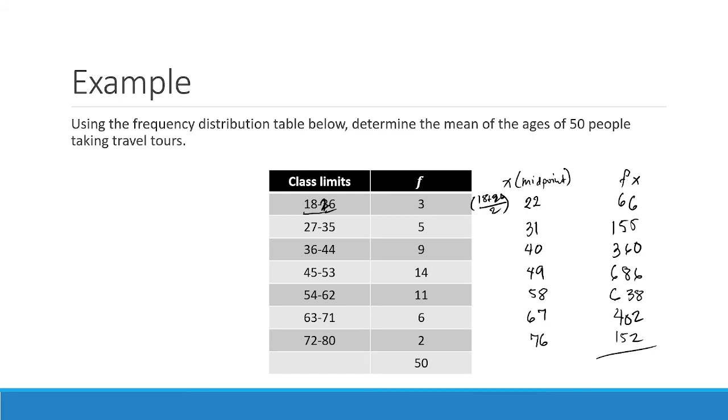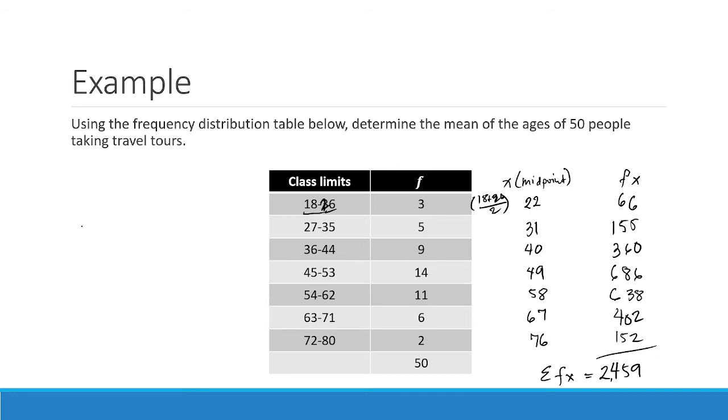So we have here 66 plus 155 plus 360 plus 686 plus 638 plus 402 plus 152. So we have here 2,459. So that will be our summation of f of x.